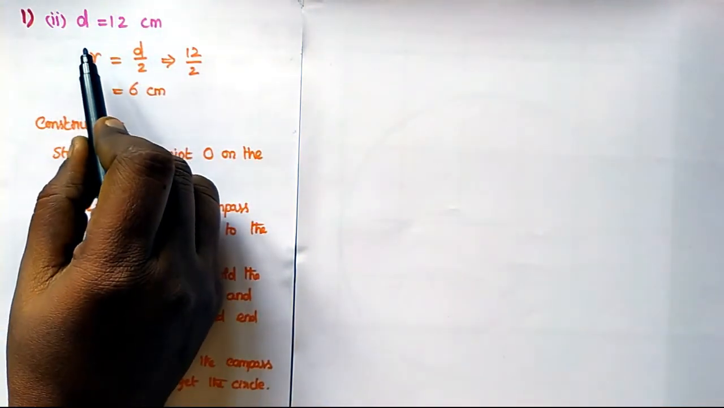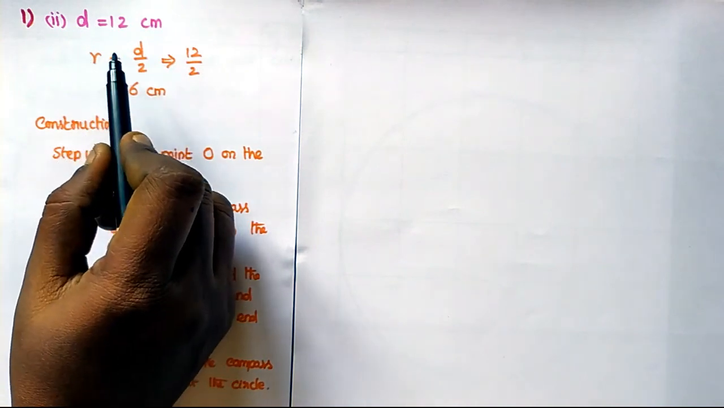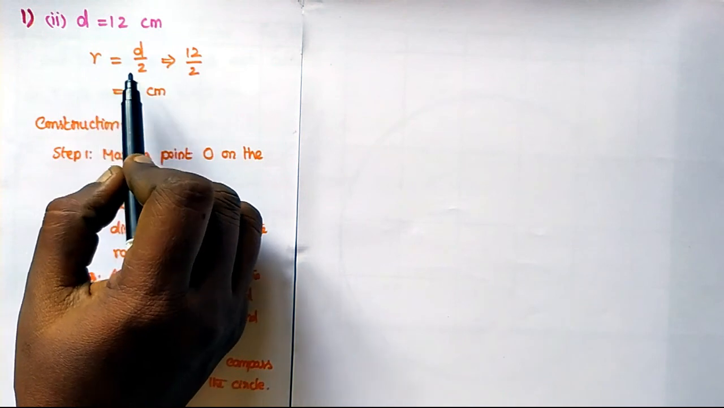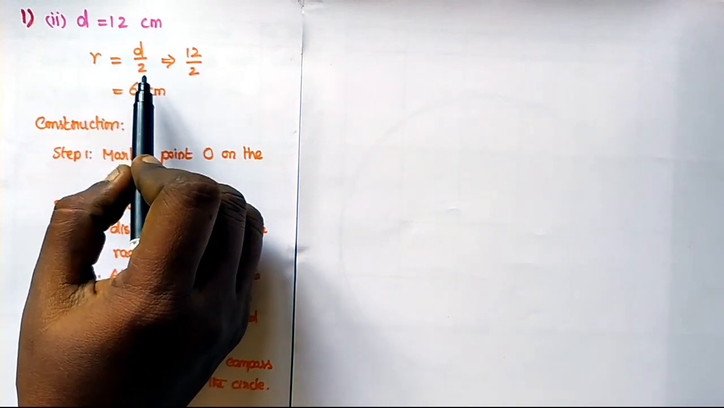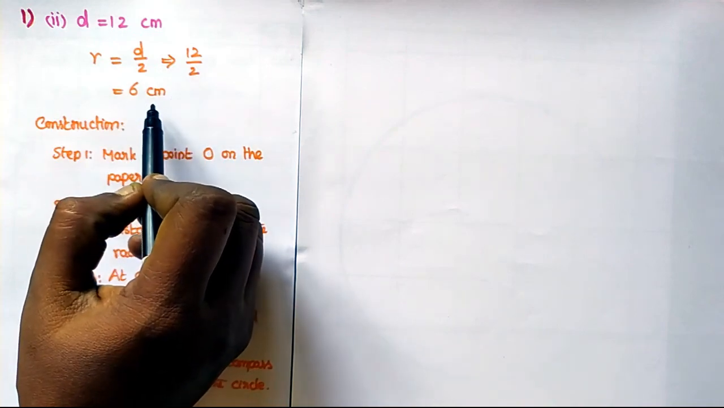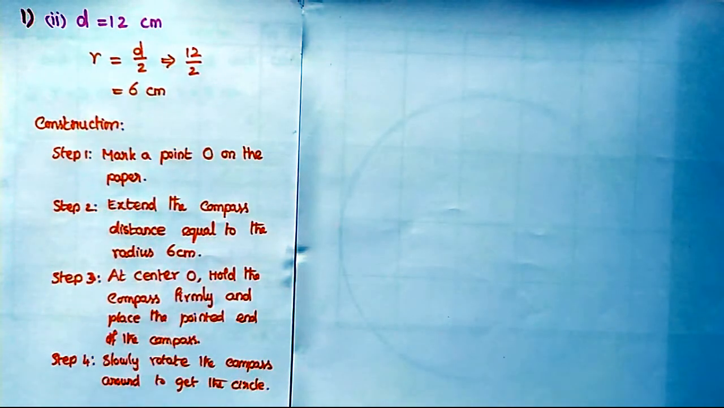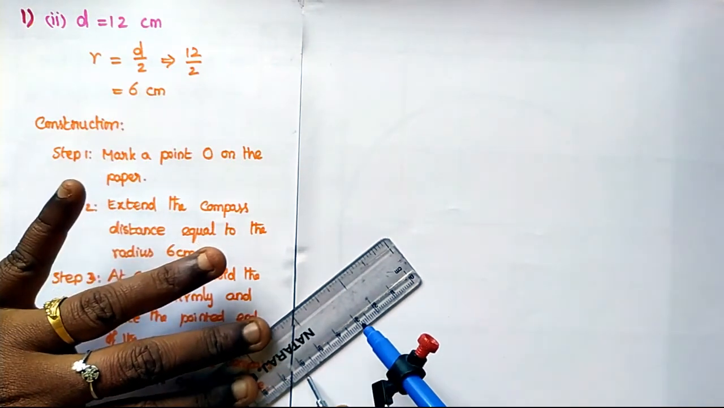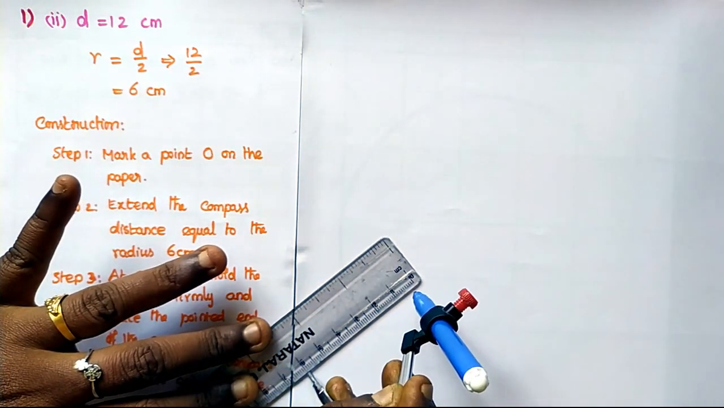First sum, second subdivision. Here they have given the diameter, diameter equal to 12 cm. So radius equal to diameter divided by 2. The diameter is 12 cm, so 12 by 2, you get 6 cm. Radius is 6 cm. Now we have to draw the circle with radius 6 cm. Take your ruler and compass, measure 6 cm.